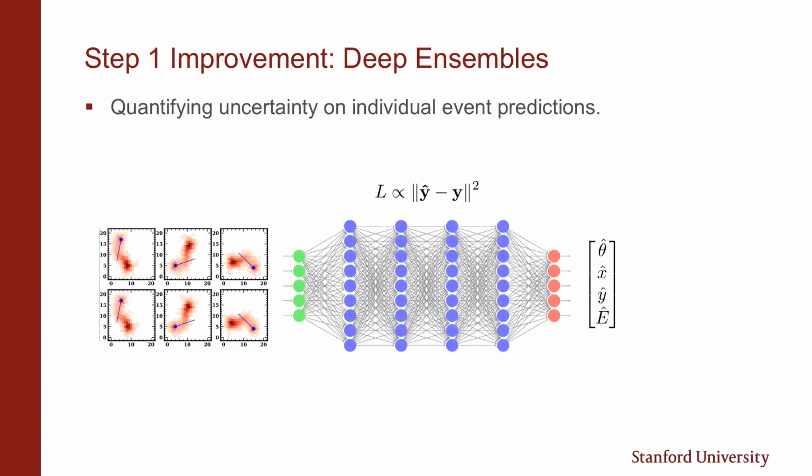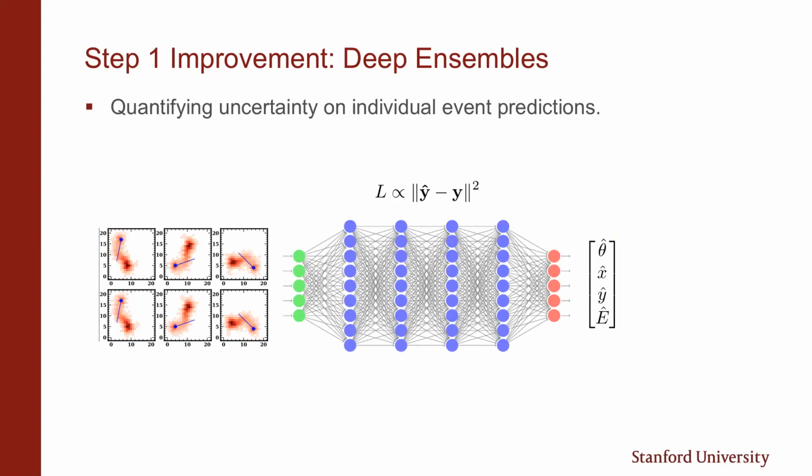So the first part, we want to quantify the uncertainty on each of our predictions for each individual event. And you can actually do this with a really nice technique from machine learning called deep ensembles. So in a standard neural network approach, the network is trained to minimize the mean squared error on the predictions. So this is just the standard way of doing it.